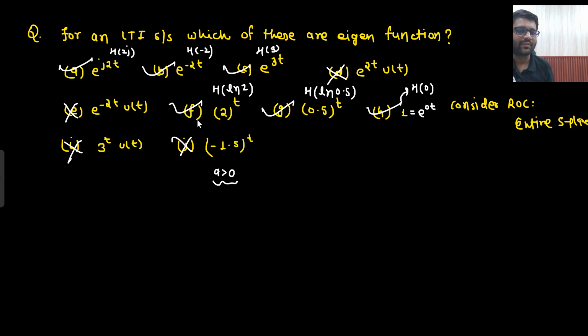Okay, so minus 1.5 will not be an eigenfunction, considering that the ROC is the entire s-plane. If the ROC is the entire s-plane, then e to the power s naught t, such as 2 to the power t, e to the power 0.5t, or even 1, is also an eigenfunction, but this negative value will not be an eigenfunction. And if u(t) is connected, then surely they will not be an eigenfunction. Is that clear to you?